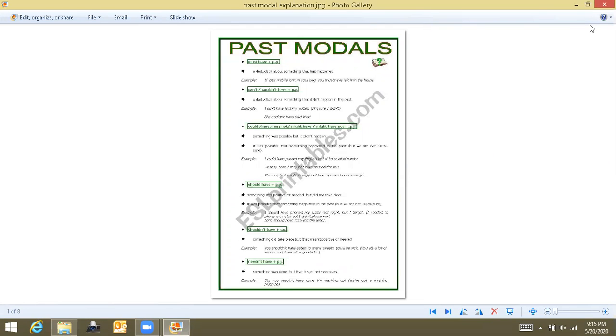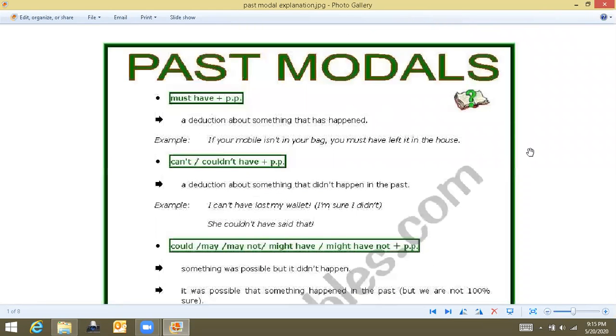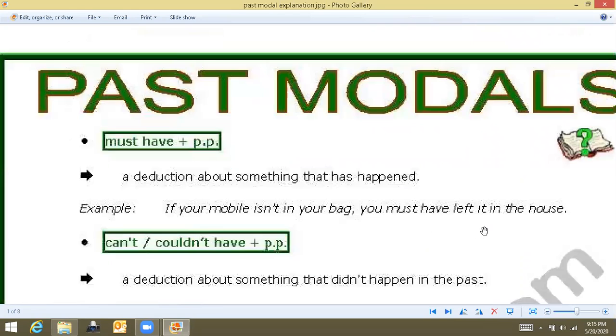Is that clear? Yes, teacher. Okay. Please explain that again, please. Sure. When we talk about must, M-U-S-T, I'll show it to you here. A deduction about something that has happened. Example: if your mobile isn't in your bag, you must have left it in the house. How would you say that one in Spanish? Lo debes haber dejado en. Ajá. Debiste haberlo dejado en tu casa.